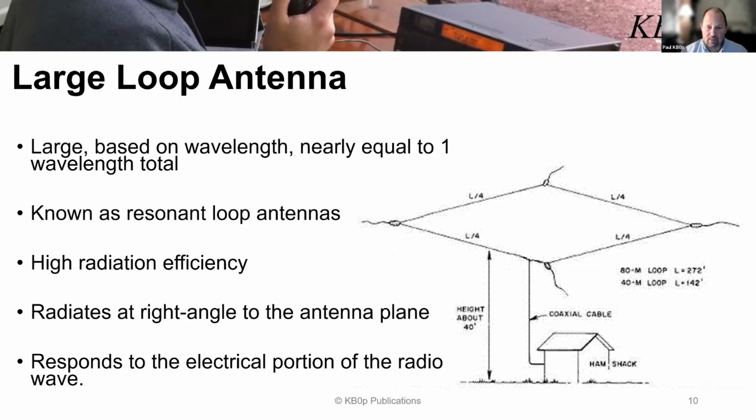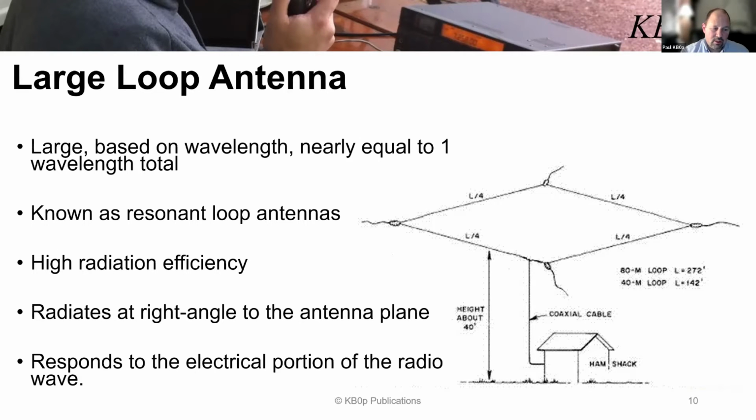So how would you build something like this? You would take that entire wavelength, 142 feet, divided by 4 if you want to make it perfectly square, and then each side of that square is going to be a quarter wavelength. When you add all that together, it's going to be a total wavelength in size. A large loop antenna is known as a resonant loop. Why? Because it is actually resonant at the frequency that it's cut for. A large loop has high radiation efficiency, so it propagates very well, gets out, people can hear you.